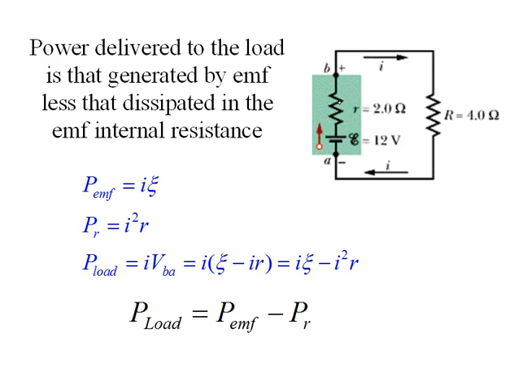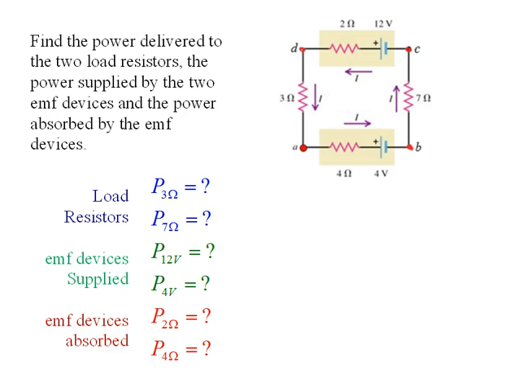So we can look at our circuit in terms of power or in terms of voltage. Let's look at this example. We want to find the power delivered to the two load resistors and the power supplied by the two EMF devices, and the power absorbed by the EMF devices, which will be absorbed in the internal resistances of the EMF devices. So if we label with variables, we want to find the power of the 3 ohm resistor and the 7 ohm resistor, and then the power supplied by the EMF devices.